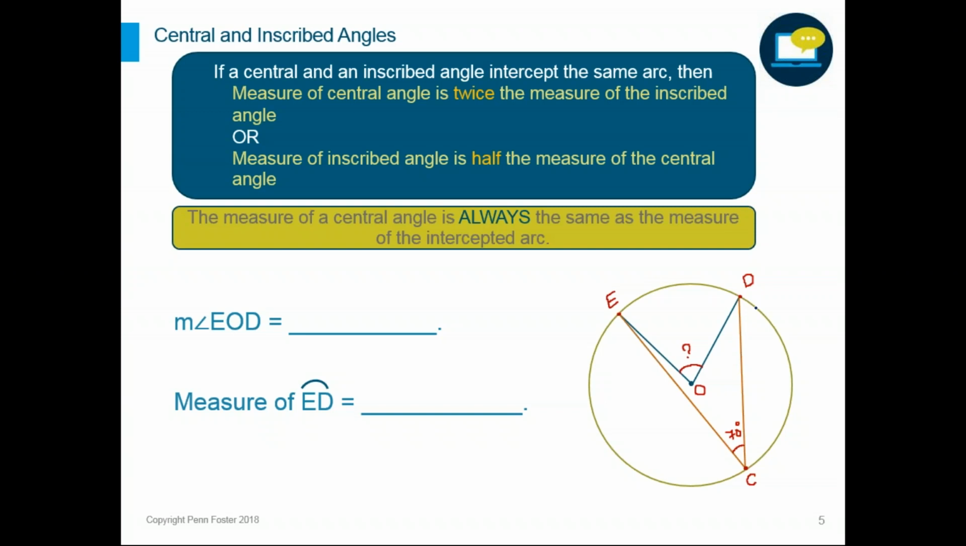So another given in the circle is the inscribed angle, ECD. So what is the measure of this angle if both angles intercept the same arc? We're going to use the fact here in that box. What would be the measure of EOD?